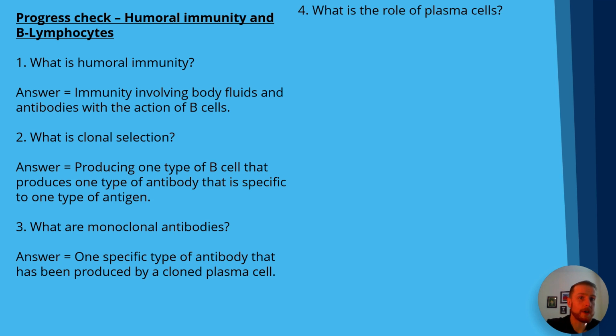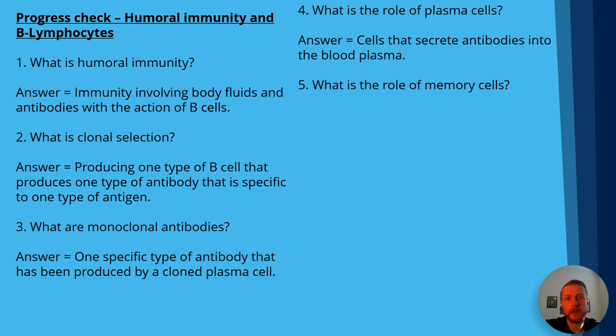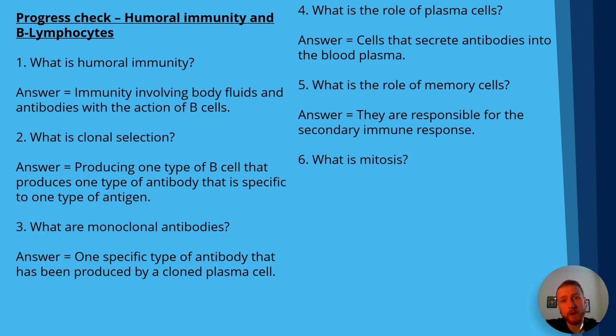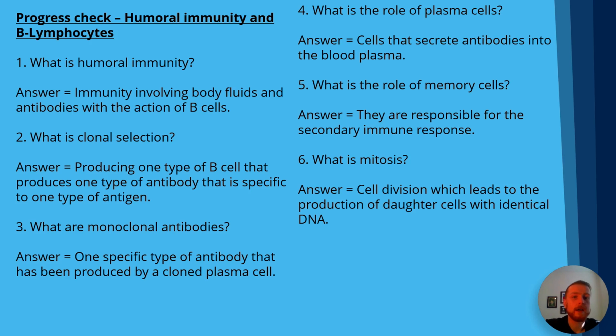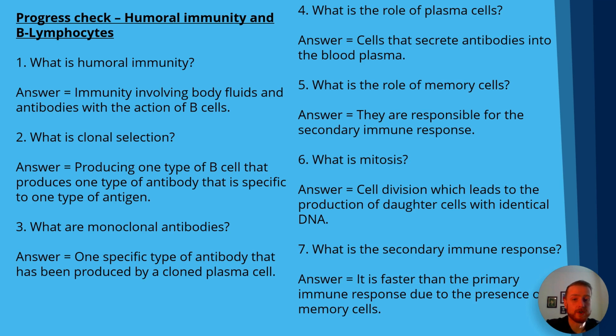Number 4, what is the role of plasma cells? The answer is that they're cells that secrete antibodies into the blood plasma. Number 5, what is the role of memory cells? The answer, they're responsible for the secondary immune response. Question 6, what is mitosis? The answer is cell division, which leads to the production of daughter cells with identical DNA. Finally, question 7, what is the secondary immune response? Well, the answer is that it's faster than the primary immune response due to the presence of memory cells.